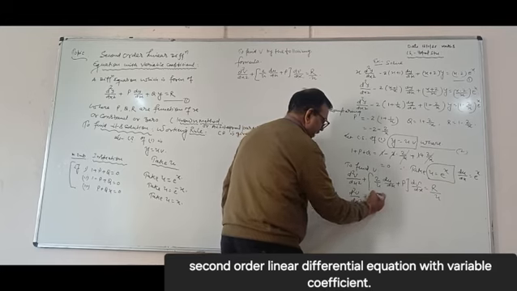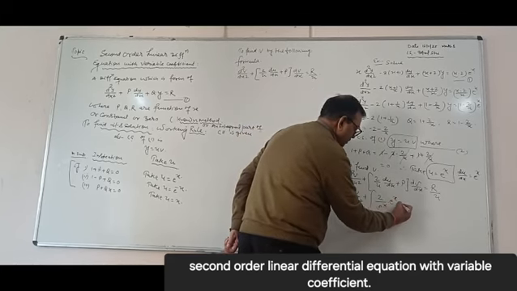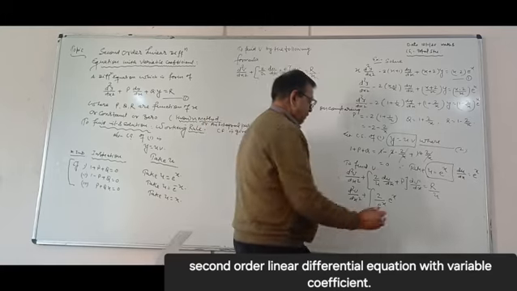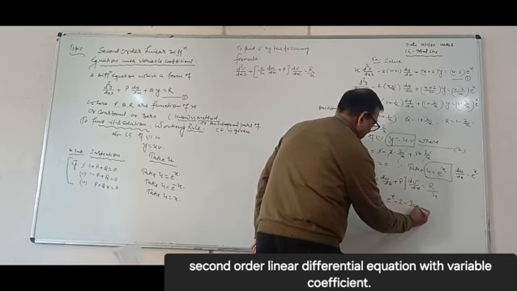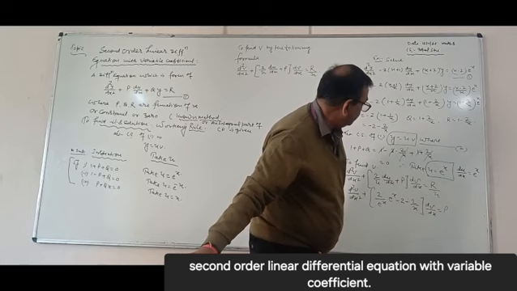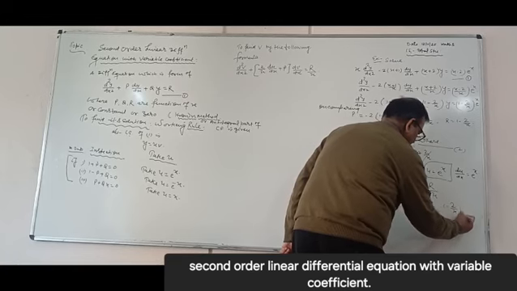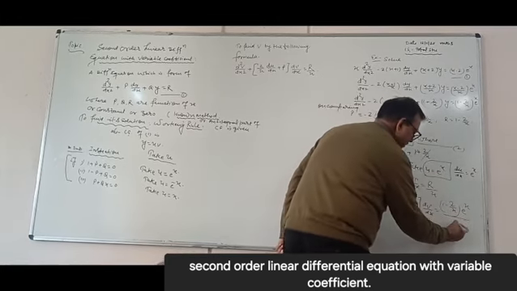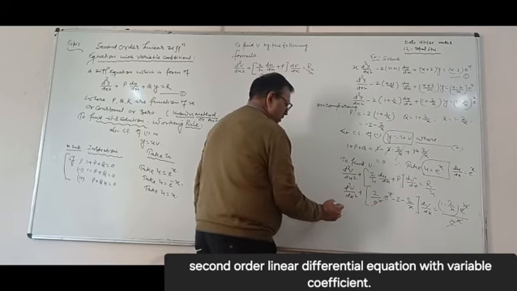d²v/dx² + (2/e^x)(e^x) + p dv/dx. What is the value of p? p is minus 2x. So, (1 − 2x)e^x = r/u, and u is e^x. The e^x cancels here, and here also e^x cancels.